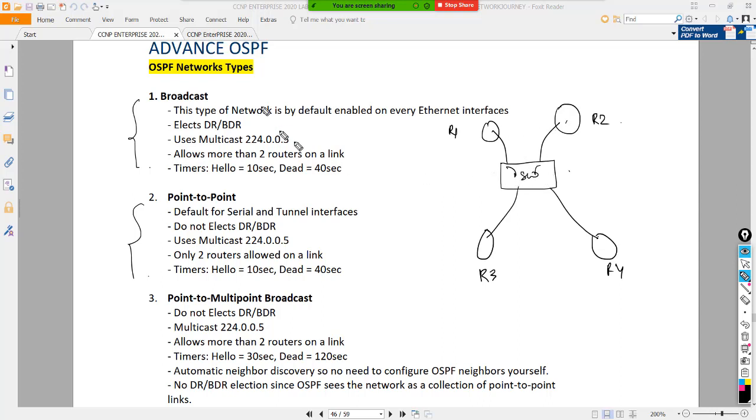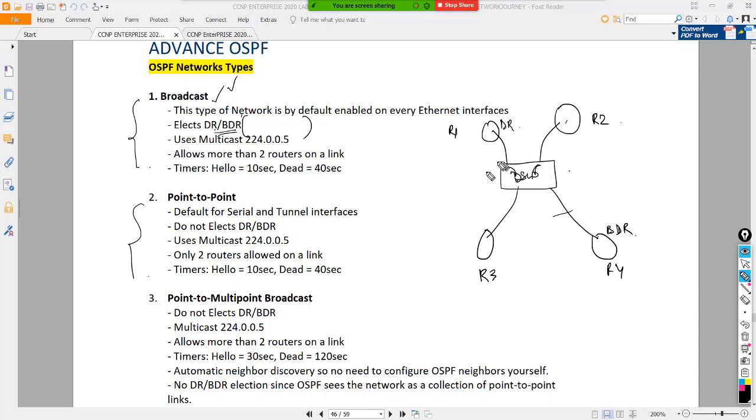So in the case of broadcast in nature, there will be a DR and BDR picked. This DR and BDR is meant to be selected in the case of broadcast or multicast scenarios, because otherwise there will be a lot of broadcast happening if you don't take care of the DR and BDR. So what happens is, in a broadcast network type, there will be one router which becomes DR, the other one becomes BDR.